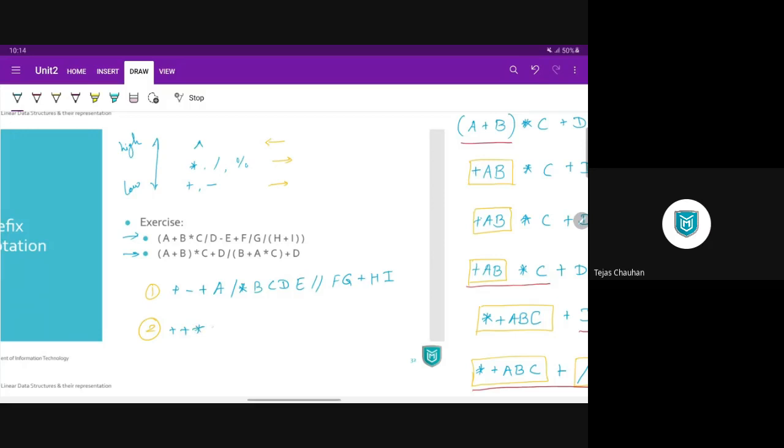And the second one will be plus plus star plus ABC divide D plus B star ACD. So this is the solution for the second one. So any question or query till now?